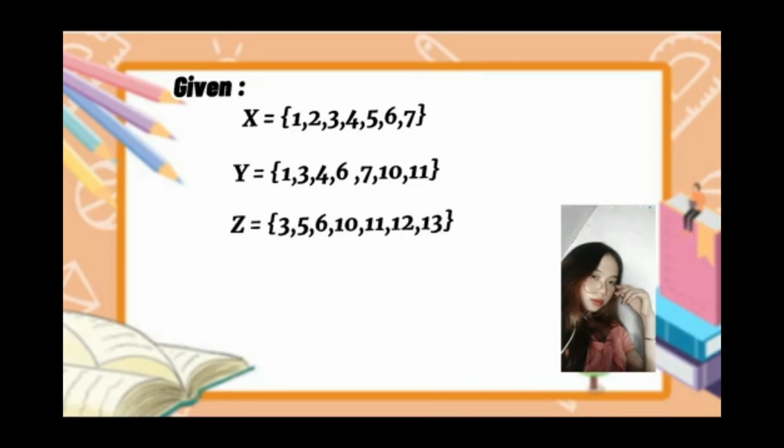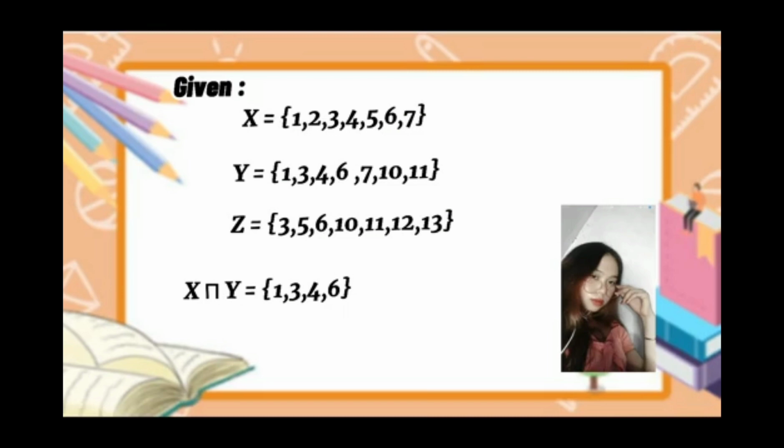First, we will find X intersection Y. We need to find all the common elements of X and Y. So X intersection Y is 1, 3, 4, 6. These are all the common elements that X and Y both have.